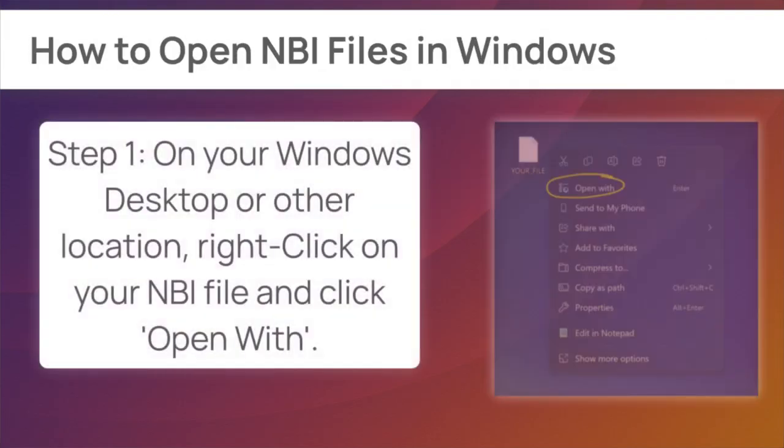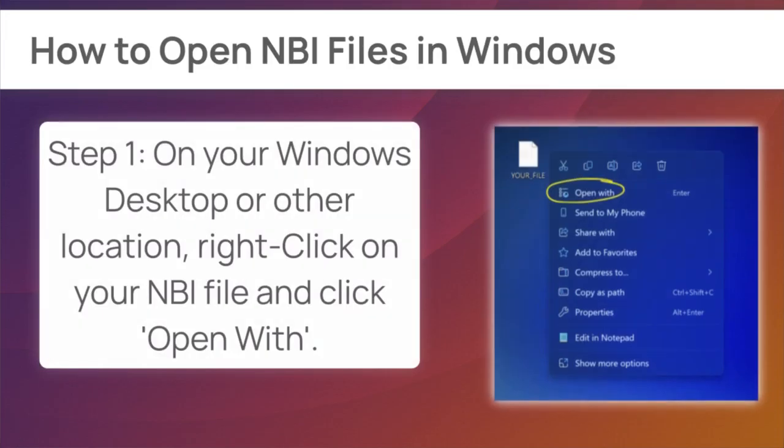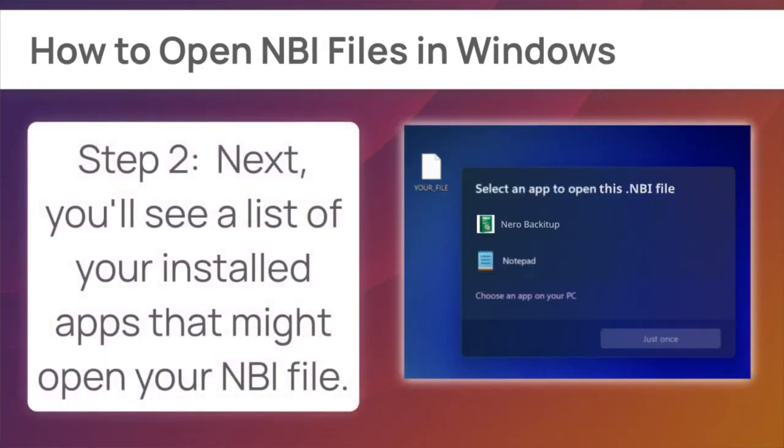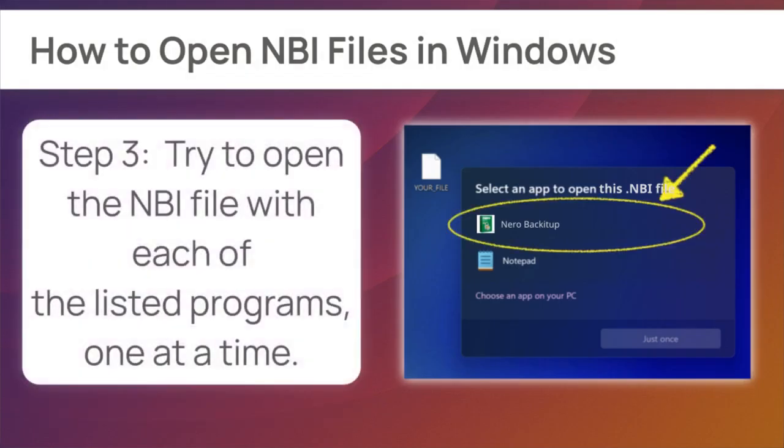Begin the search for the correct program. Right-click the NBI file and choose Open With. Use Nero BackItUp first if available. If it's absent, select another application. Keep testing until the NBI file opens successfully.